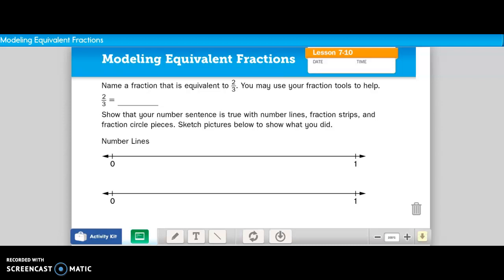So the very first part of this says name a fraction that is equivalent, that means the same as 2/3. You may use your fraction tools to help, so you can use fraction circles, fraction strips, or number lines. Now, at this point, we don't know what 2/3 is equal to. We can figure this out. We can look at a fraction strip or fraction circle or number line to find out. It says show that your number sentence is true, sketching a picture below. So this is the first thing we're going to do.